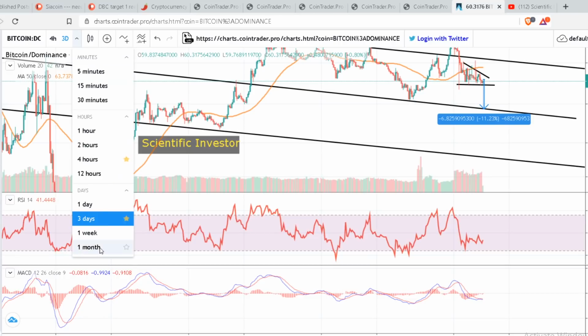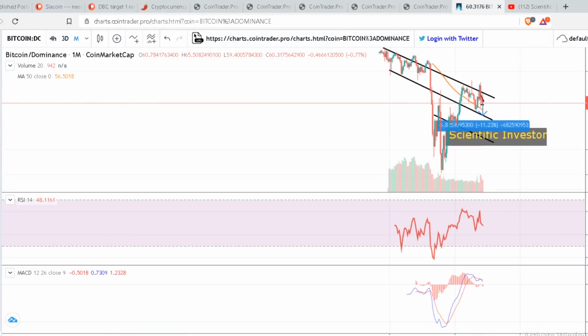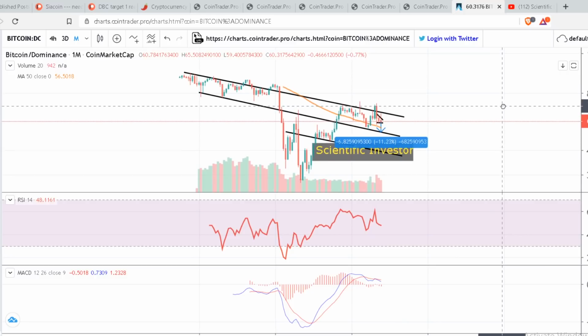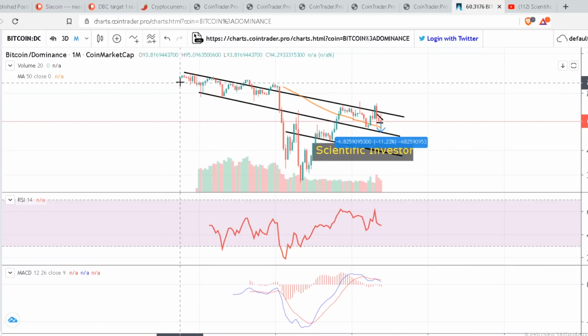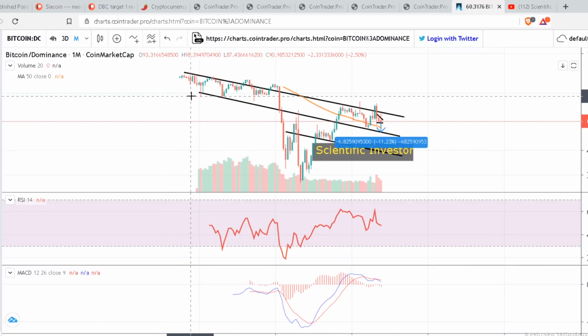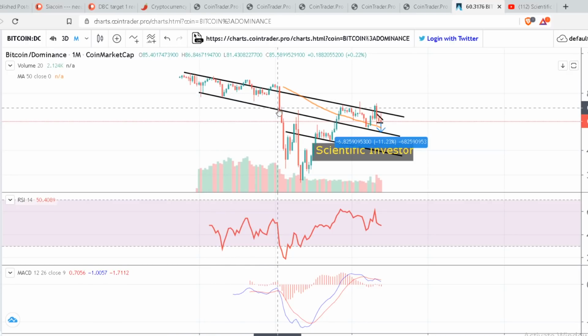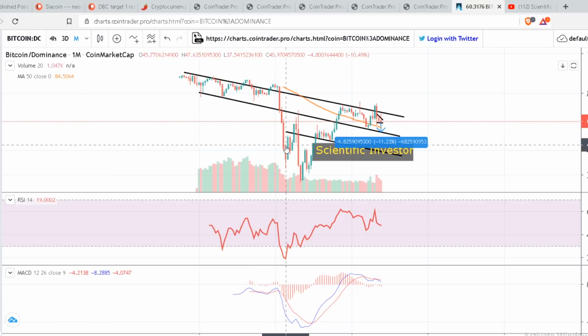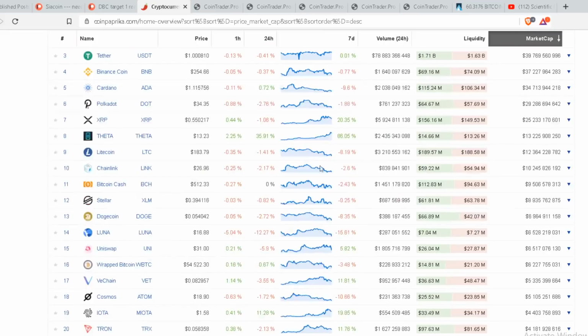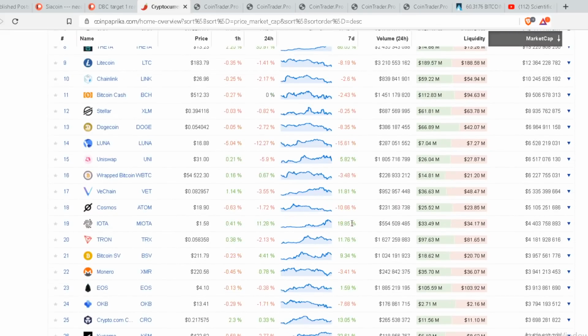If you zoom out, look at it on a monthly to understand the macro, you are still trending to the downside. So yes, 2013, 2014, it was only kind of Bitcoin and some others. Then as it was moving towards 2017, we got the entire market moving upside and the dominance went to the downside. Now we are seeing something similar, meaning the market is kind of getting attention. Some of the coins like this here are getting way more attention than Bitcoin.